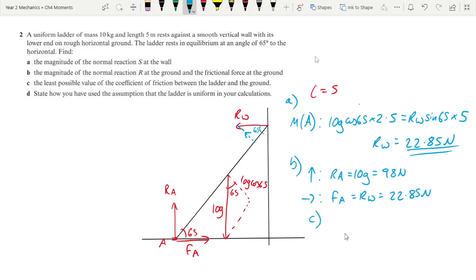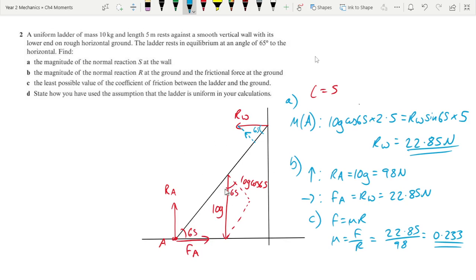Part C, the least possible value of the coefficient of friction. So this is assuming that we are at maximum friction, it's on the point of sliding perhaps. So we can use F equals mu R. So then mu is F over R, well that's 22.85 over 98, which is about 0.233. State how you've used the assumption that the ladder is uniform in your calculations. So if it's uniform, we can assume that the center of mass is halfway up the ladder. Okay, that's what we can assume there.